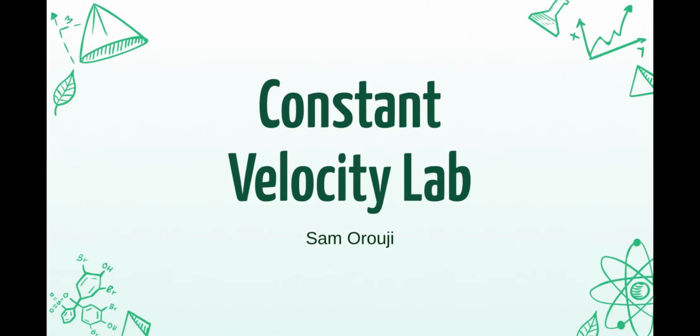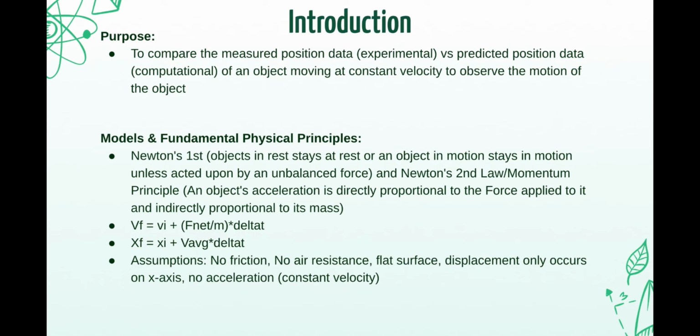This is the Concept Velocity Lab, and my name is Sam Uruji. The purpose of this lab was to compare the measured position data versus predicted position data of an object moving at a constant velocity to observe the motion.